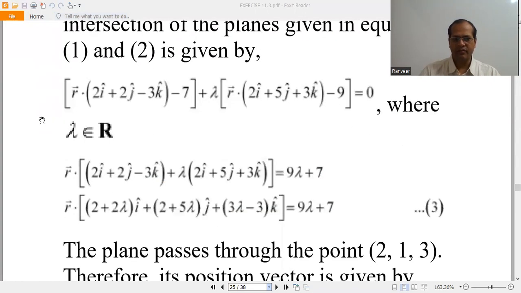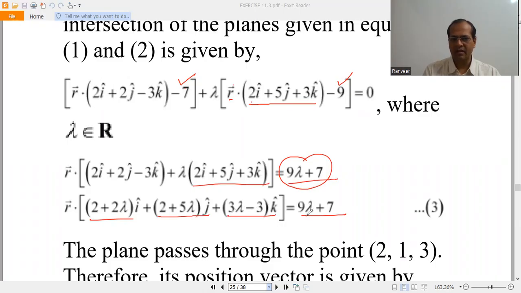Now after that, we have to write r dot (2i plus 2j minus 3k), and here the same we can write because r is common. So 2i plus 5j plus 3k. Now this value minus 7 and minus 9 lambda. Once we take it to the right hand side, so r dot (2 plus 2 lambda)i, (2 plus 5 lambda)j, (3 lambda minus 3)k. This equals 9 lambda plus 7.